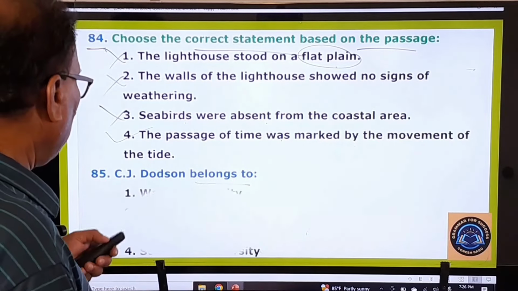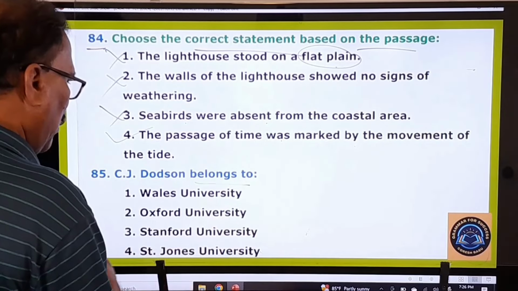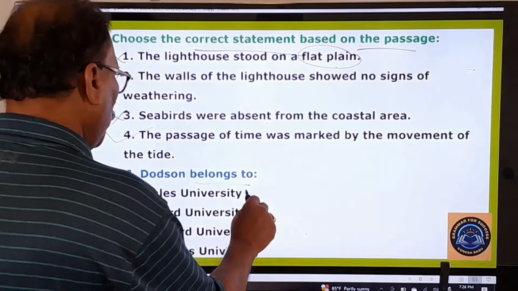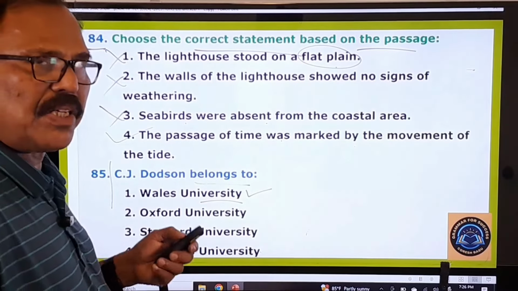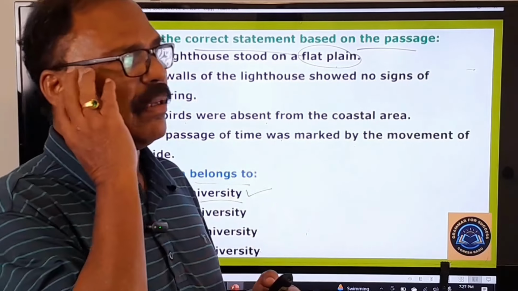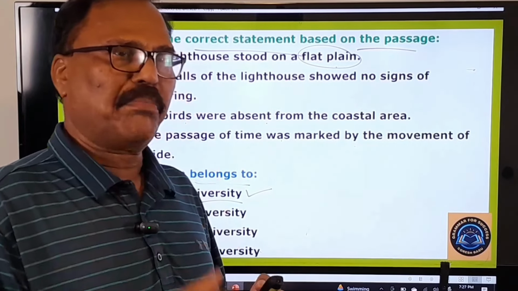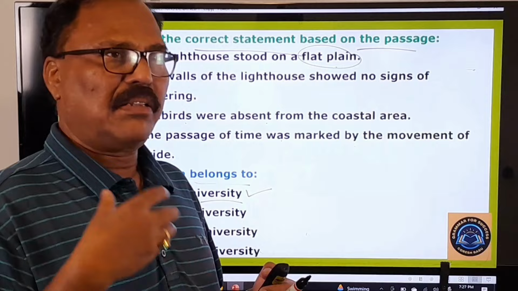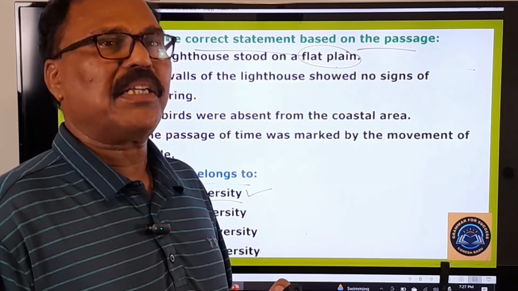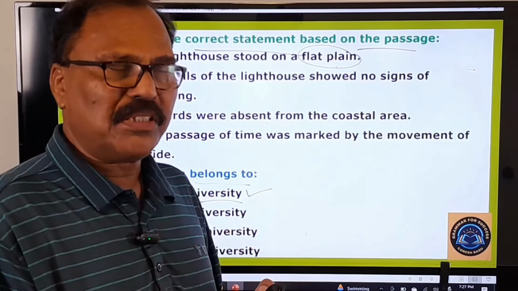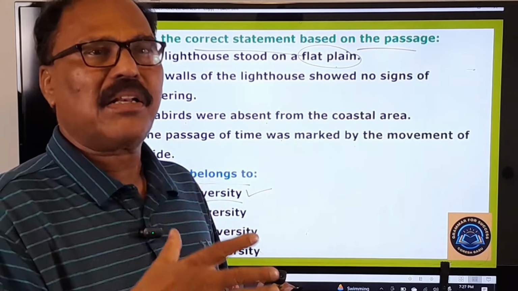Okay, and here what is the question about him? Wales University or Oxford University, Stanford University, St. John's University. So he belongs to Wales University. Okay, that is about this C.J. Dodson. Yesterday in my video I can remember that I just by mistake told you about Michael West, saying that he was the propounder of bilingual method. He is not that person, but he is the person who introduced the new language method and also some GSL, General Service List of Words.